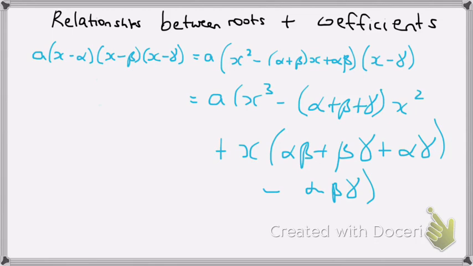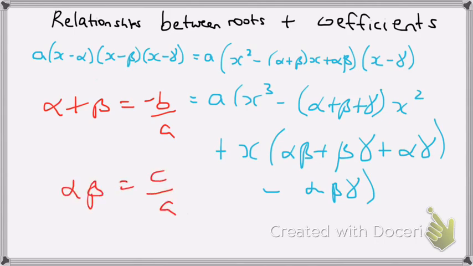So if you remember, for quadratics, we had that the sum of the roots, alpha plus beta, was minus b on a, and the product of the roots, alpha beta, was c on a, where the quadratic is ax squared plus bx plus c. We're doing exactly that again, except now we've got three roots, the three roots being alpha, beta, and gamma.